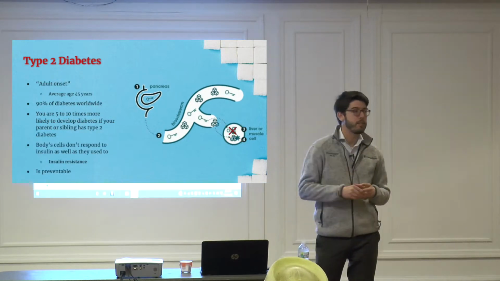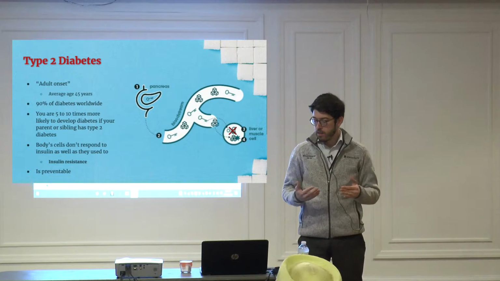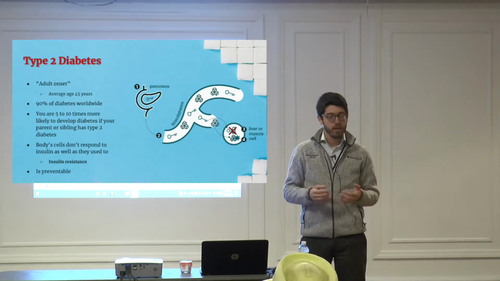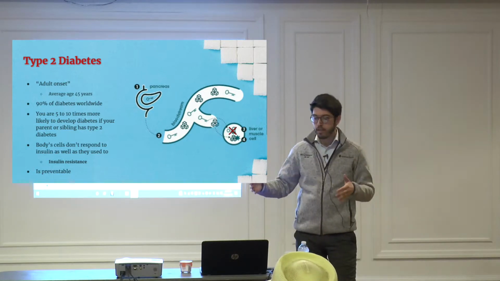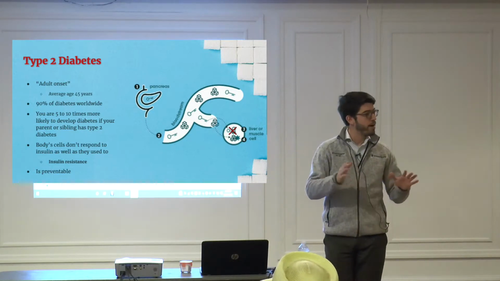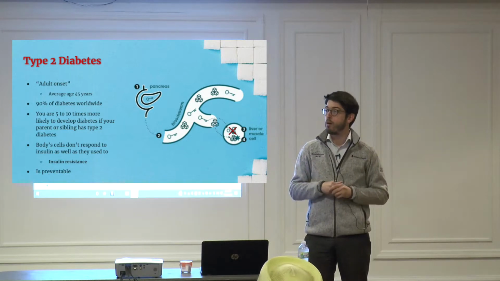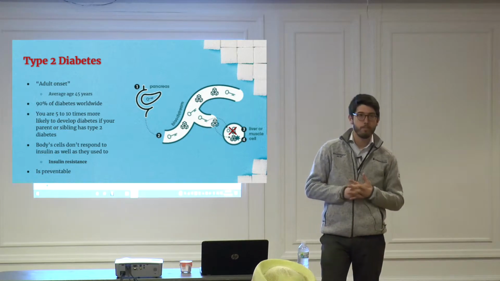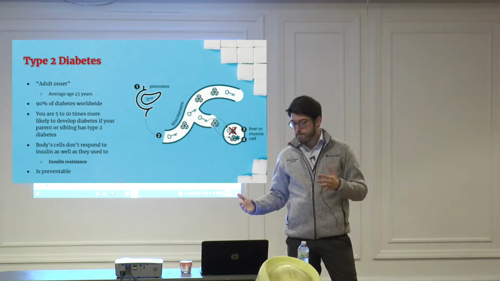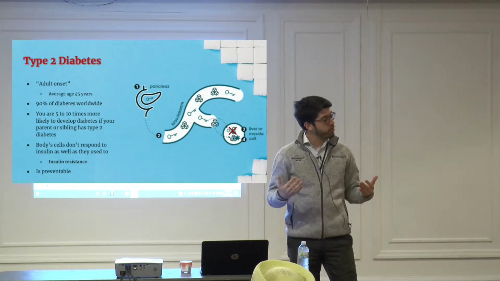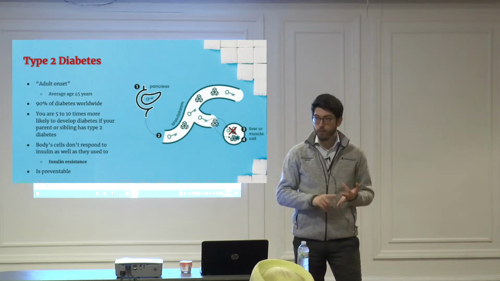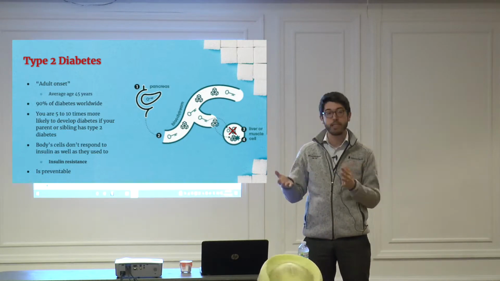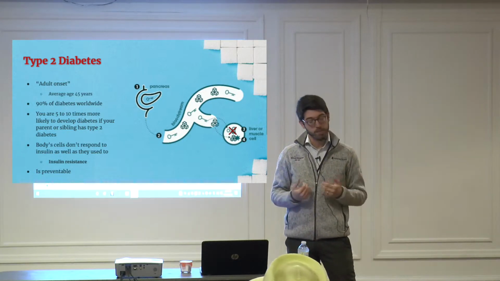Type 2 diabetes is more common. It's about 90% of the diabetes that we see worldwide. It's more typically adult onset. Average age is a little older, 45, but we're starting to see younger people develop diabetes too, as young as the teenage years or younger. But typically it's a disease of adults. It is genetic, so if you have a first-degree relative, a father or a mother or a sibling who has type 2 diabetes, you're about 5 to 10 times more likely yourself to develop diabetes.